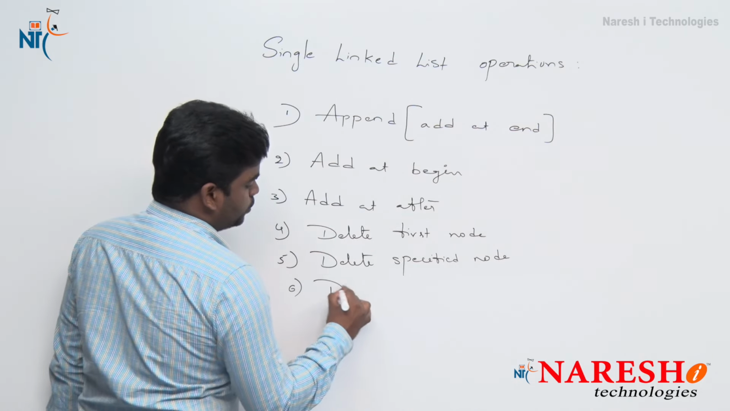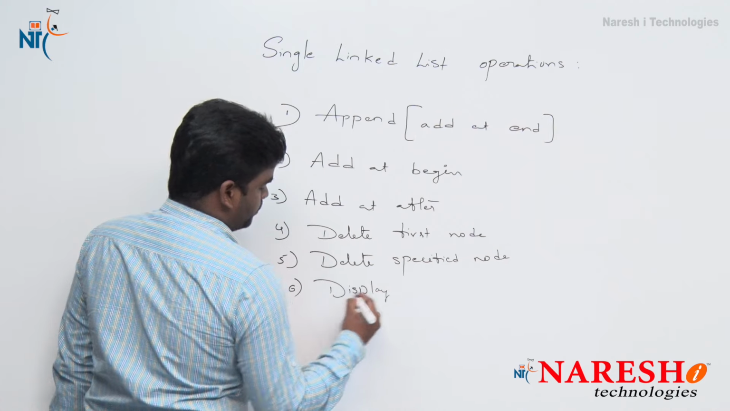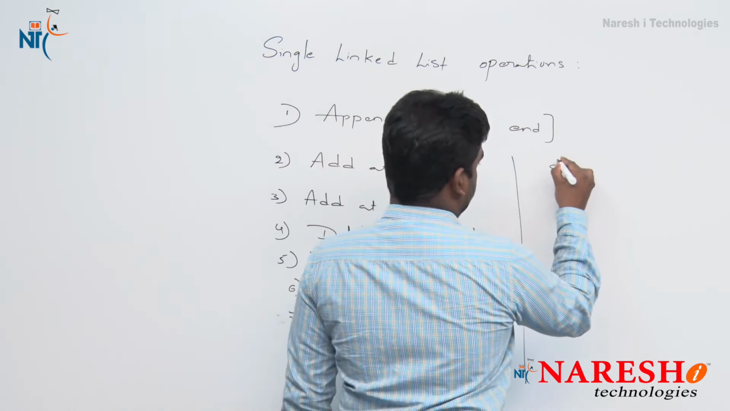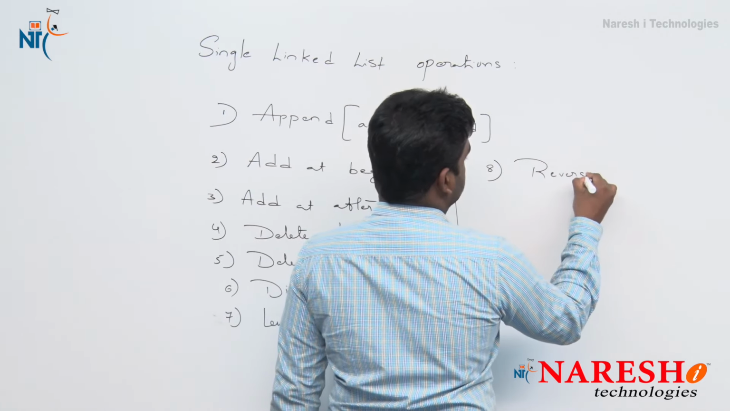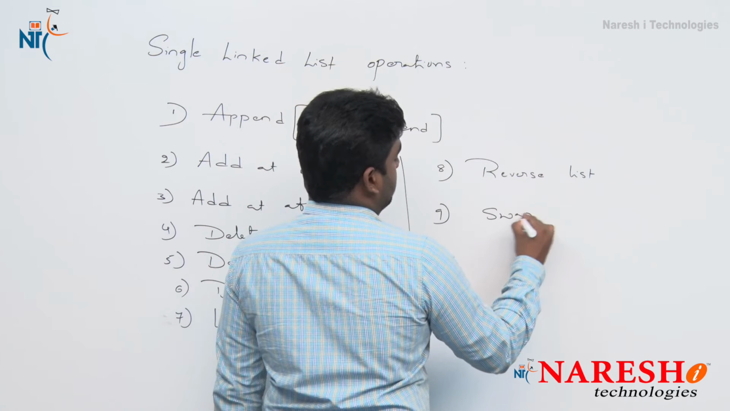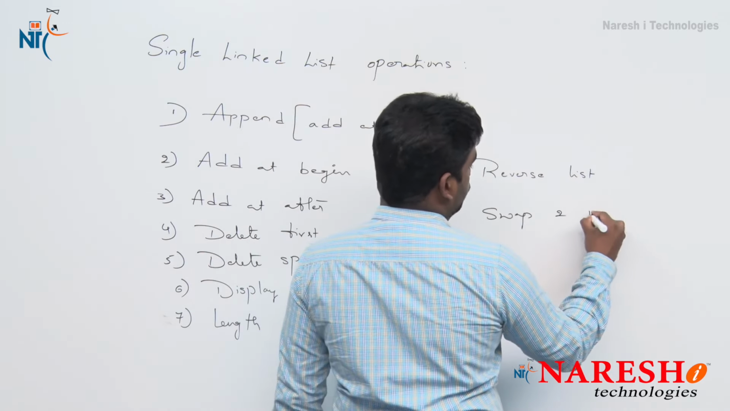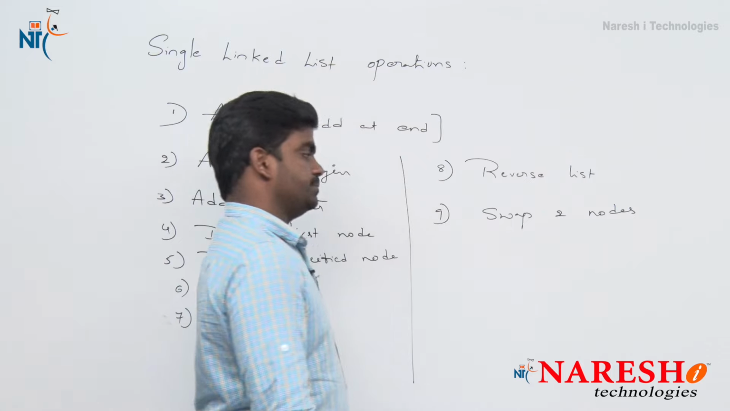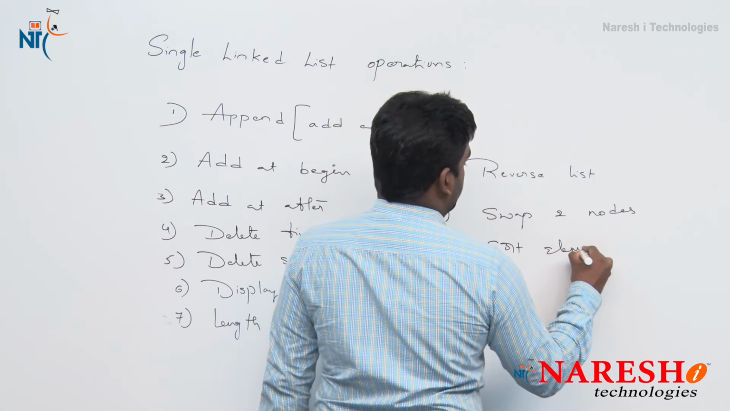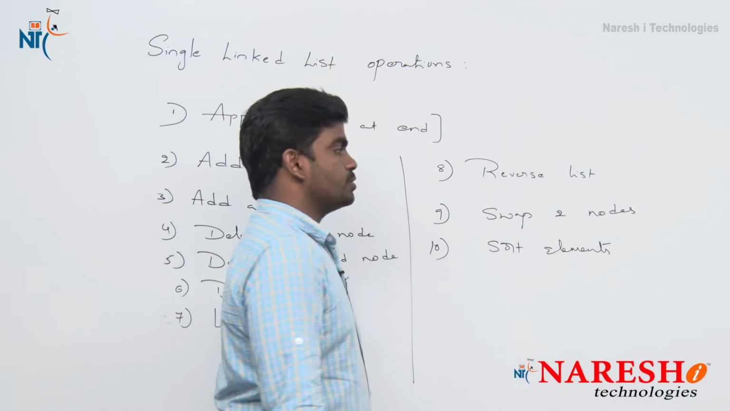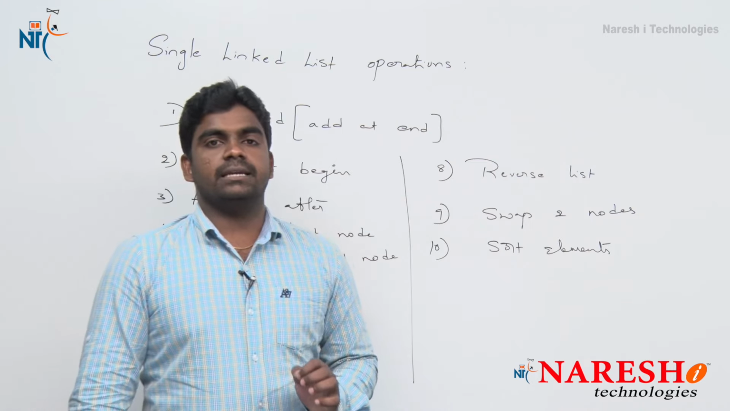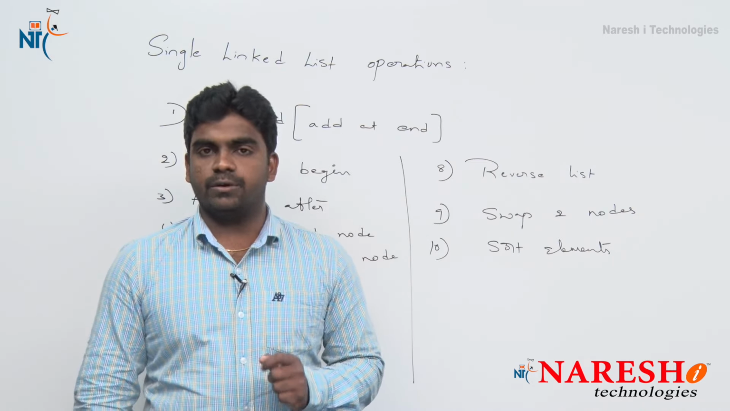Next, how to display elements. How to find length. Next, how to reverse the list, and next one, how to swap elements in the list. Swap 2 nodes or 2 elements in the list. Next, how to sort the elements in the list. So, all these operations we can perform on a single linked list. We will see one by one.